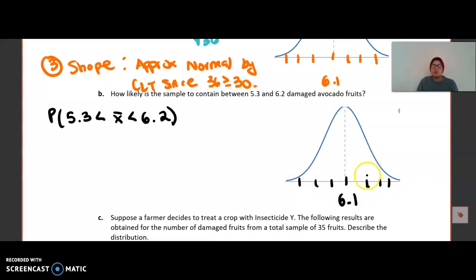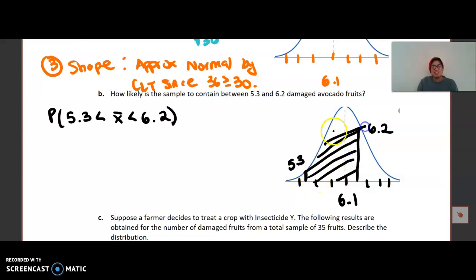So 6.4 is about here. So 6.2 is going to be about right here, 6.2. And then 5.8, 5.5, 5.2. So 5.3 is going to happen about right here. So on this normal curve, I'm looking for this shaded area. I'm looking for a between area.